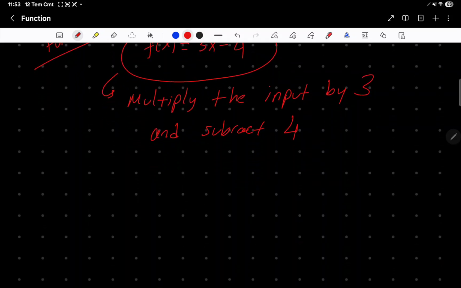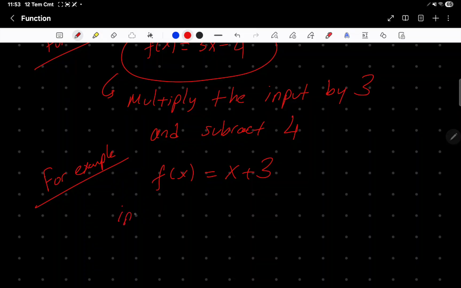For example, if you input 2 into the function f of x equals x plus 3, the output will be 5. Okay, f of 2 is equal to 5.